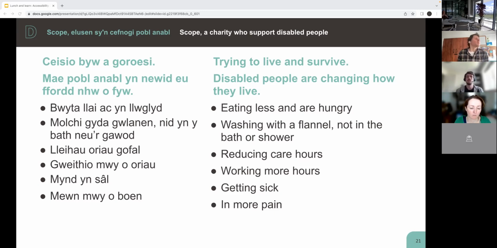So when we think about how we're designing services, those with disabilities are struggling more. They're washing with flannels instead of having a bath or shower. They're reducing their care hours to allow them to work more and to have less care, so that they pay less for the caring hours that they have. And what that results in is they're getting sick more and they're in more pain as well. So how we design and deliver our services affects people differently, and those that are most vulnerable are affected in more extreme ways. Next slide, please.